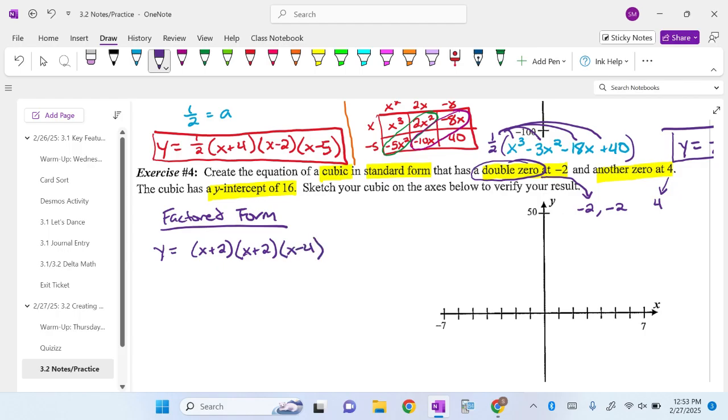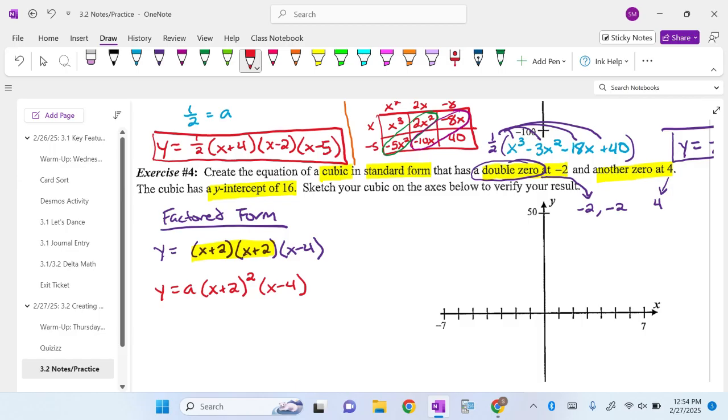Now, how could I rewrite this so that it has an exponent? If I'm multiplying something by itself, that's the same thing as doing what to it? Squaring it. So I can rewrite this as y equals a times x plus 2 squared times x minus 4.